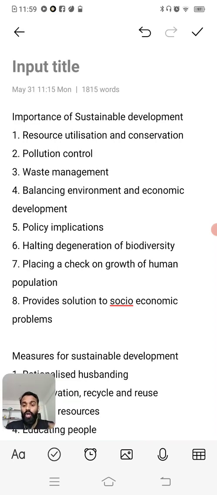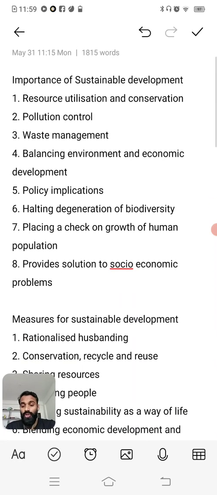That means development also capable of the future generation. We are taking care of the future generation also, that is sustainable development. So we are dealing with the importance of sustainable development. Why should we have sustainable development? There are 8 points that we have to study. First of all, resource utilization and conservation.